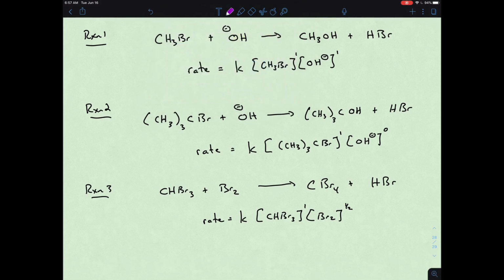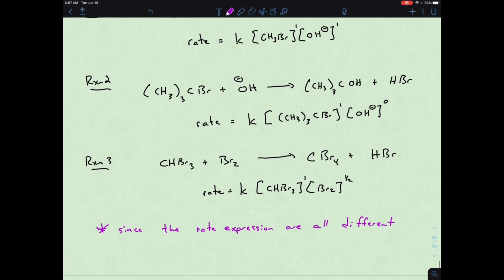Since the rate expressions are all different, this means that each reaction basically goes by a different mechanism.